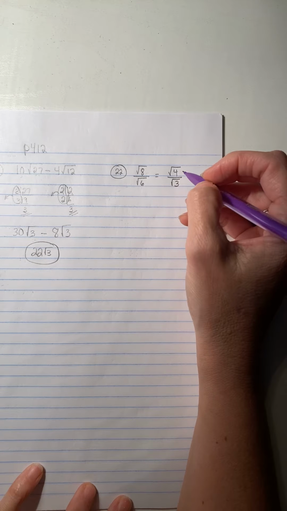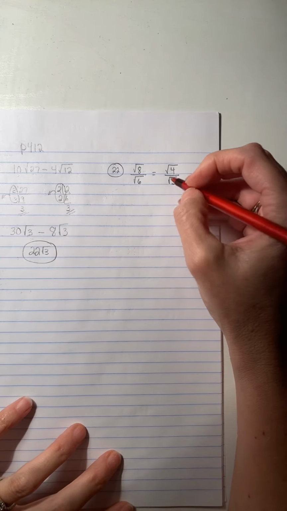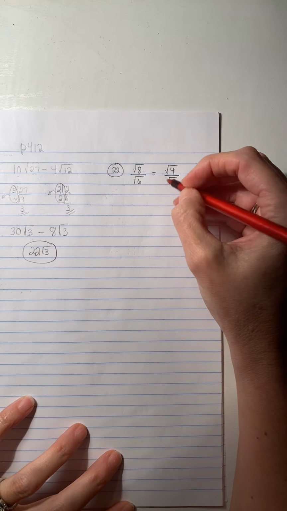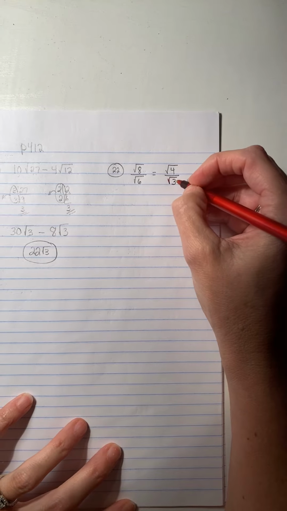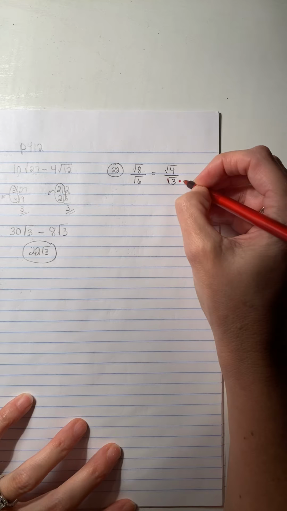Now, you can't leave your fraction like that because there's a radical on the bottom and that's not allowed. So we're going to do something called rationalizing the denominator. You're going to multiply it.